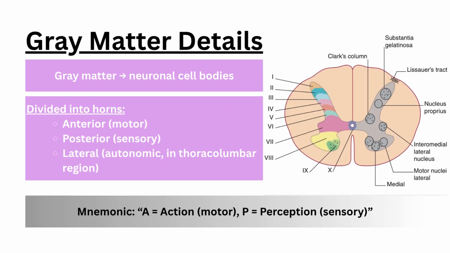The gray matter is made up of neuronal cell bodies and is divided into anterior, posterior, and lateral horns. The anterior horn contains motor neurons, the posterior horn receives sensory input, and the lateral horn, present in thoracolumbar segments, houses autonomic neurons. Mnemonic: A for action, P for perception.